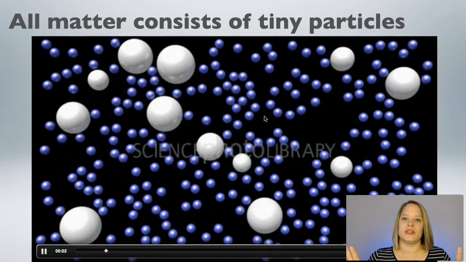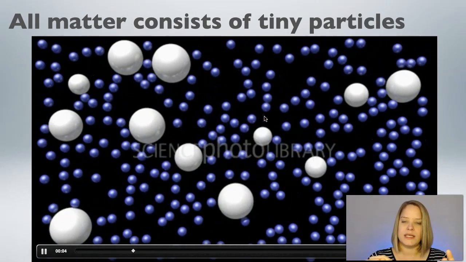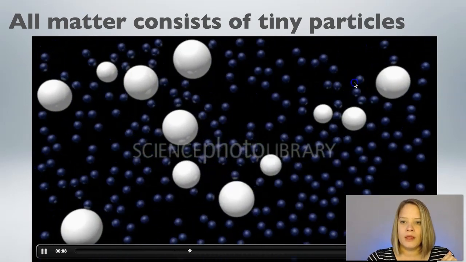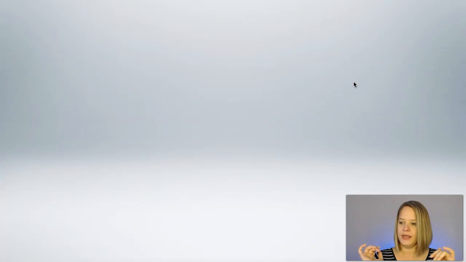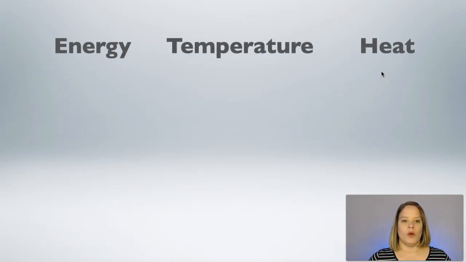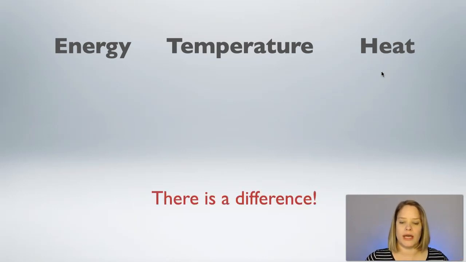Okay, so now that we have this picture in our head of matter being made of tiny, tiny atoms and molecules that we can't see, but that are in constant motion, now we're ready for the definitions of different kinds of energy, heat, temperature, that sort of thing. So I'm going to set it up this way. We've got energy, temperature, and heat, and we actually have a couple types of energy that we're going to look at. These are not synonyms in chemistry class. There is a difference between them. So let's look at a couple different types of energy and then how the definitions relate to each other.